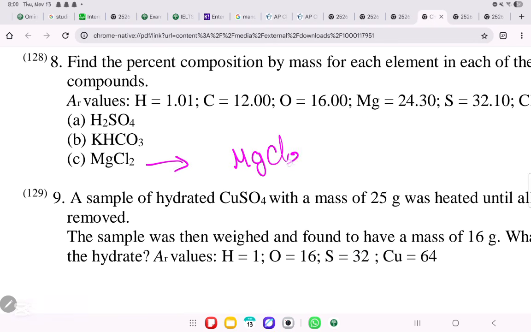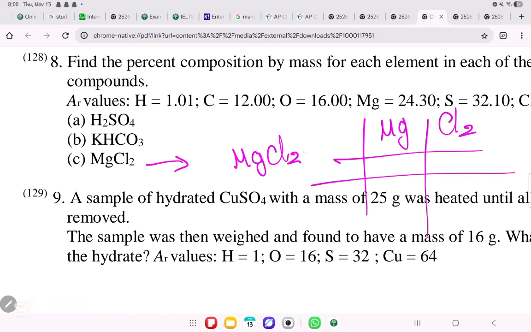Now, last but not least, we have MgCl2, right? We draw the table. We have Mg, we have Cl2, we have total mass here, we have the ratio, so 1 times Mg, which is 24.30, and then 2 times Cl. Cl was given to us as 35.5. So the total mass is 24.30 plus 2 times 35.5, which is 95.3 grams, the total mass.